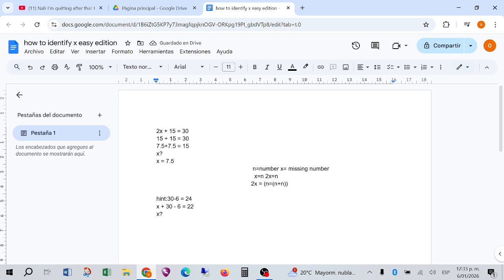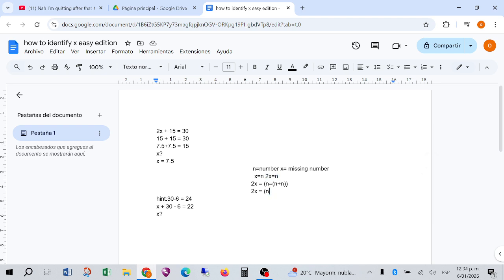Way number one has two ways of going, and I'm gonna explain them. Way number one: n does equal n plus n, and that number is the number that we replace with x.